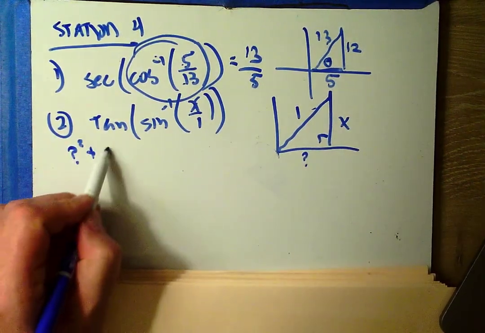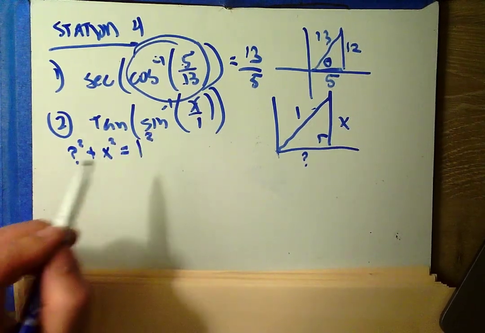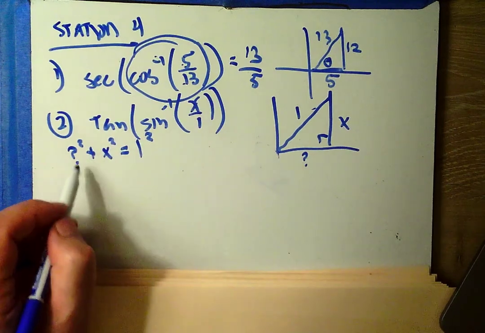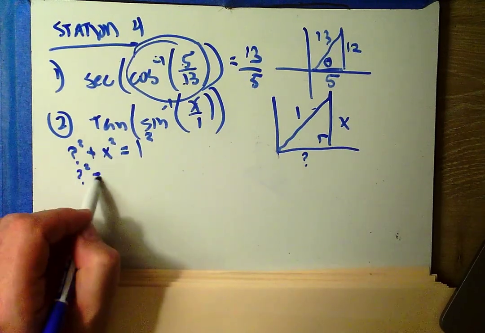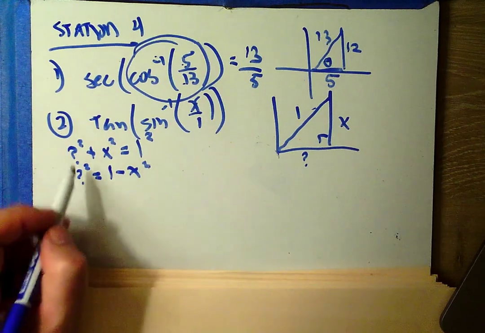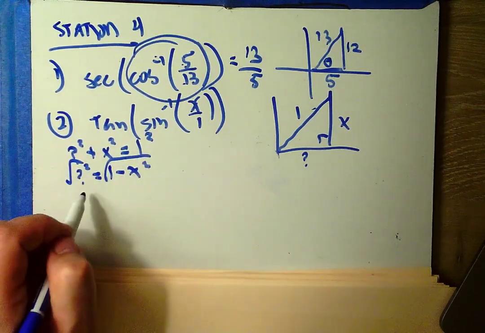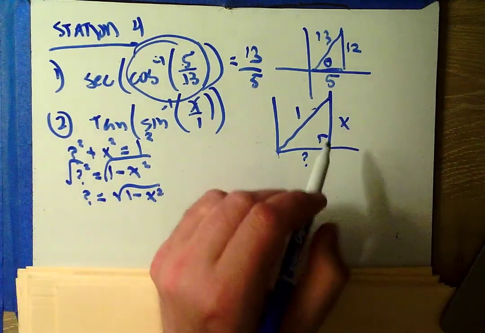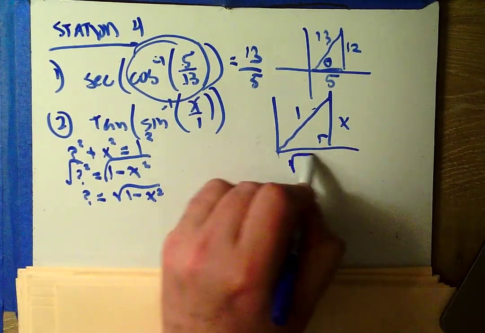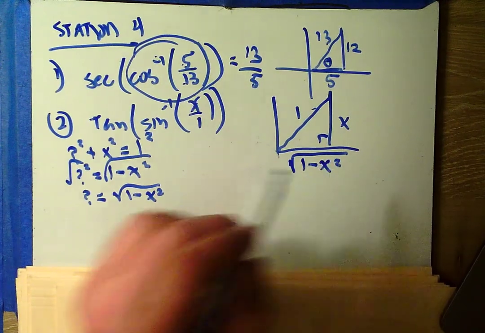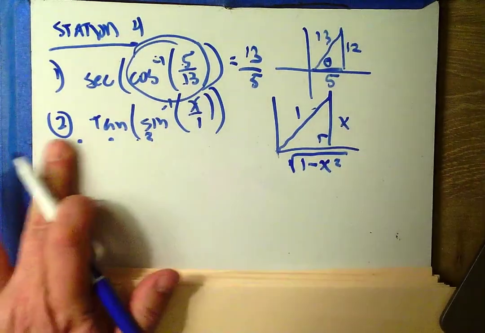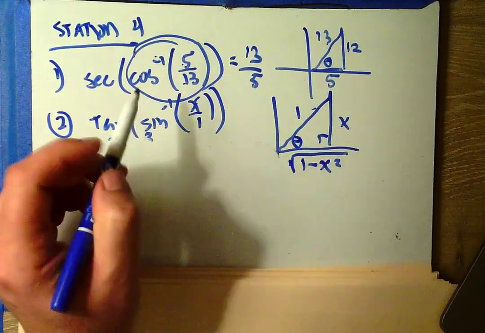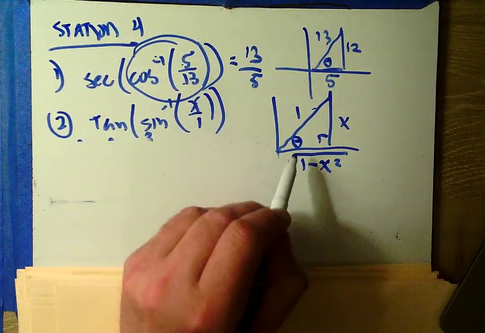Question mark squared plus x squared equals 1 squared. And I'm trying to solve for this missing side, so let's get question mark alone. Question mark squared would be 1 minus x squared. And when we take the square root of both sides, question mark will be the square root of 1 minus x squared. So square root 1 minus x squared. There's my missing side. All right, that's what angle has a sine of x over 1, this angle here.